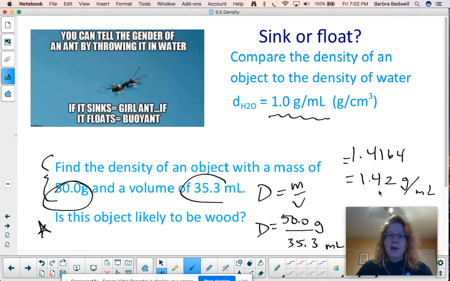Now, it's not a lot heavier, so it wouldn't necessarily sink super fast. It's not like a rock or something like that, but it could kind of settle down in there. So anyway, 1.42 grams per milliliter. The answer to this one, sink or float, would be this one would sink because the density that we calculated is greater than the density of water.